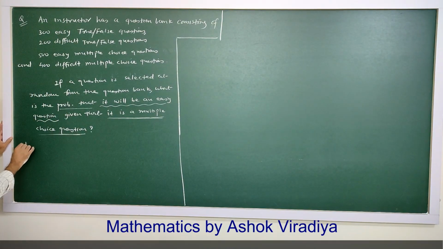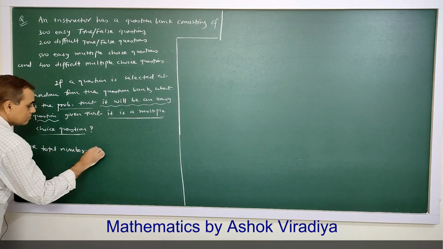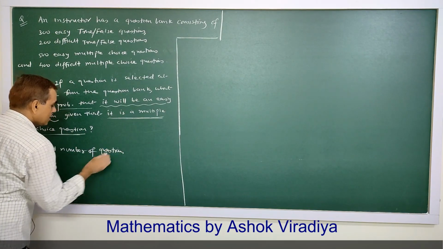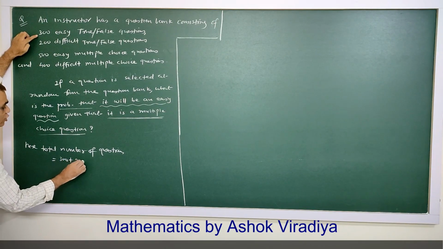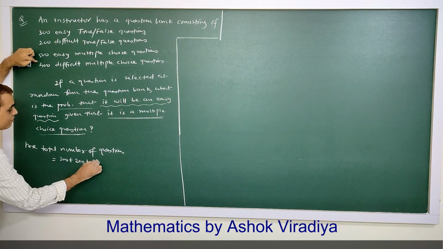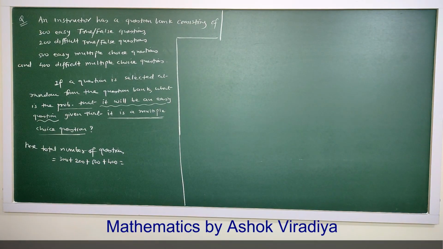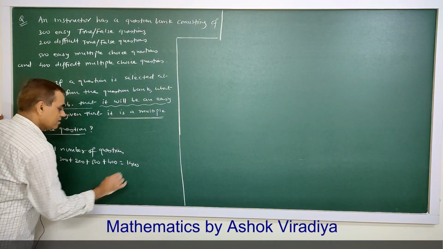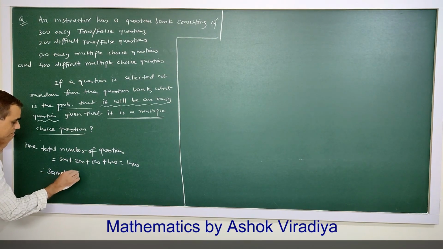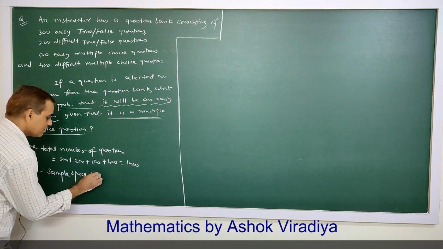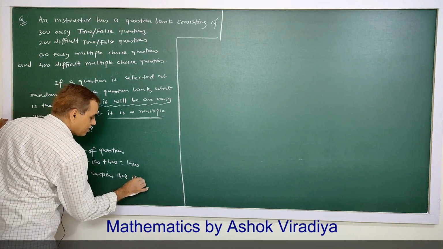So here the total number of questions in the question bank is 300 plus 200 plus 500 plus 400, that is 1400 total questions. So the sample space contains 1400 sample points or elements.